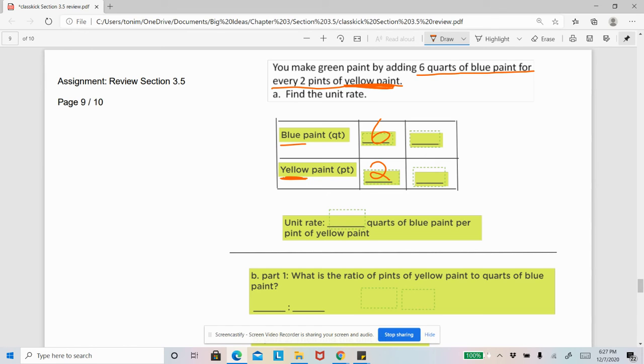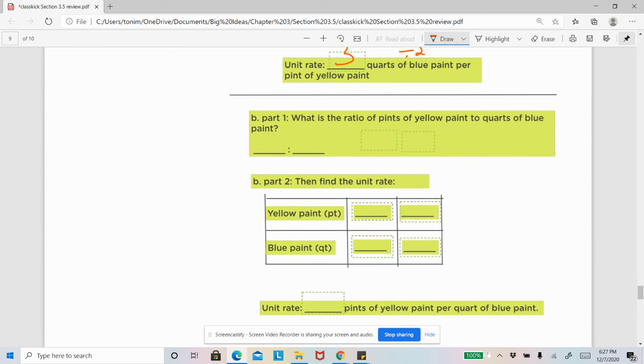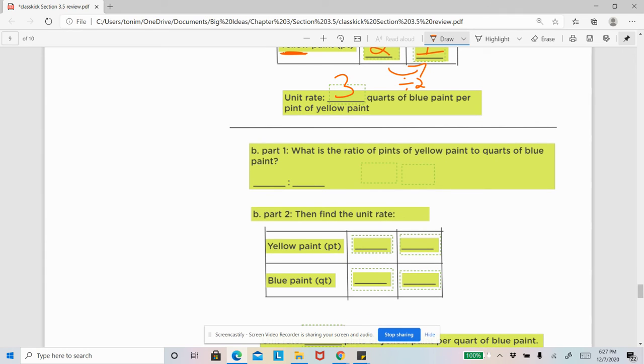They ask for unit rate, so that means your denominator is 1. We're going to divide by 2 and divide by 2, and your answer is 3. So your answer is 3 quarts of blue paint per pint of yellow paint. There's your 3 quarts of blue paint per pint of yellow paint. Remember, per means 1.